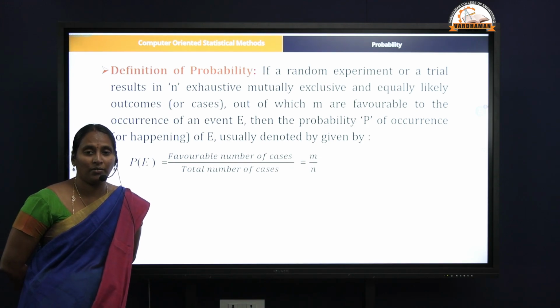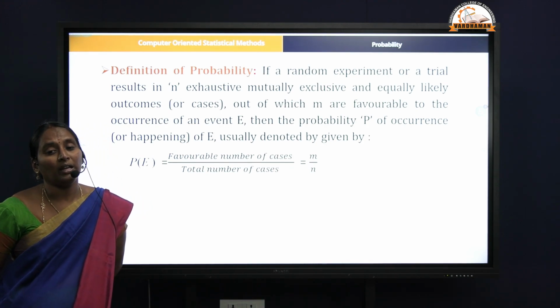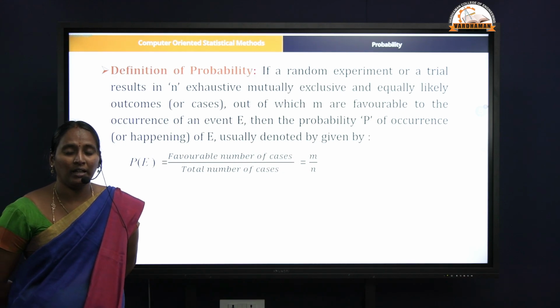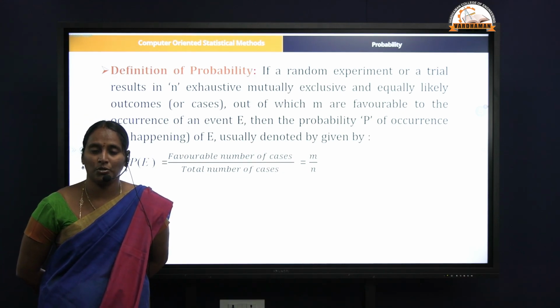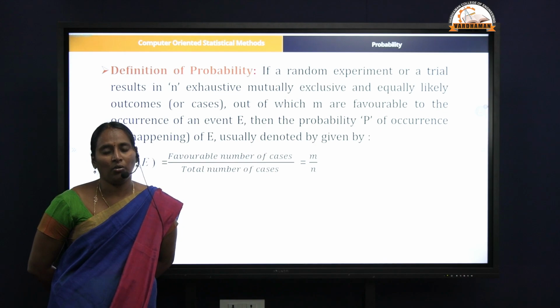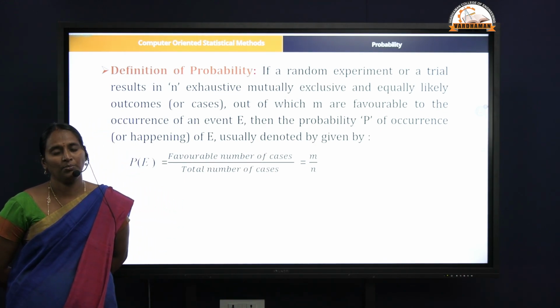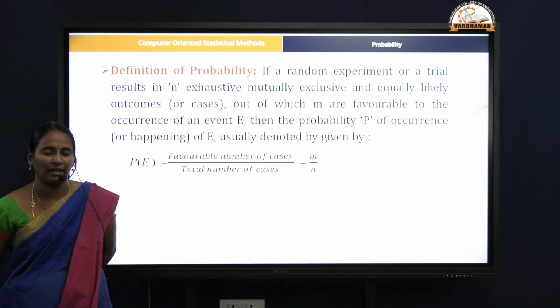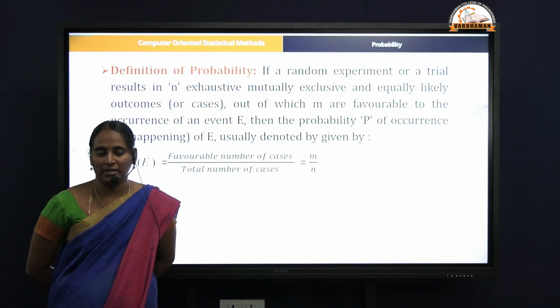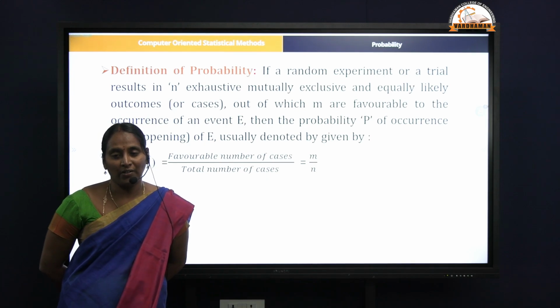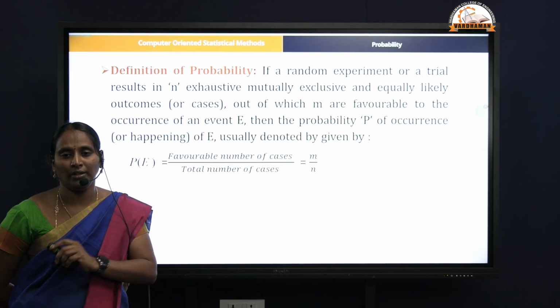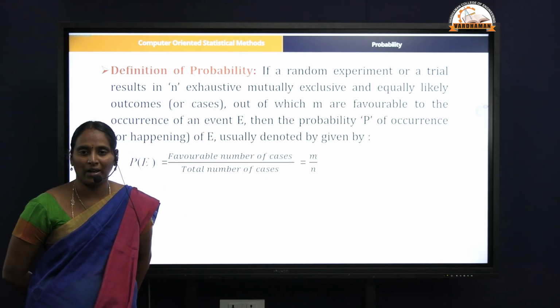What is the probability of today being a rainy day? We have only two outcomes: the day will be either a rainy day or a dry day. So how many outcomes do we have? Only two. They are asking only for the probability of today being a rainy day. So what is the favorable case? The favorable element is only 1. So we define the probability as 1 by 2.